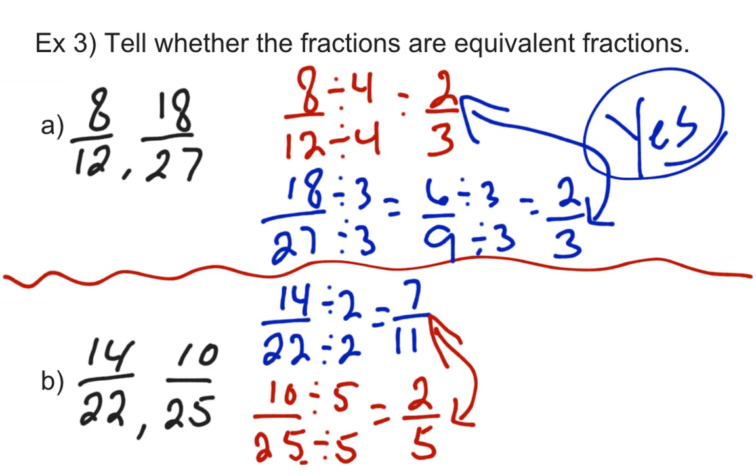These two things, 7/11 and 2/5, when they're put in simplest form, are not the same. So this way, no, they are not equivalent fractions, because to prove they are, when you reduce them all the way down, they should end up being the exact same fraction. In this case, they're not. Okay, that's our lesson.